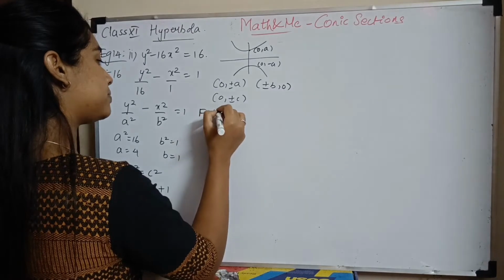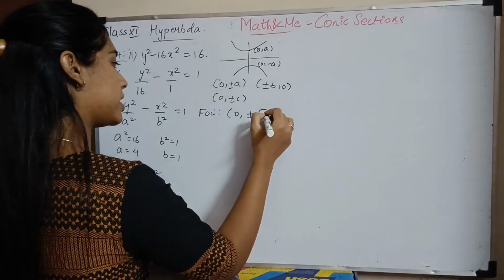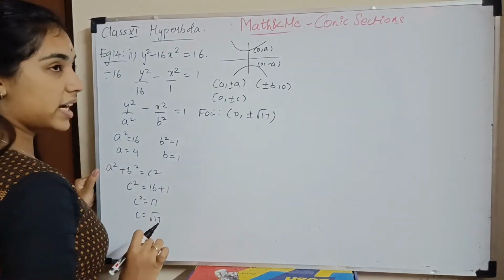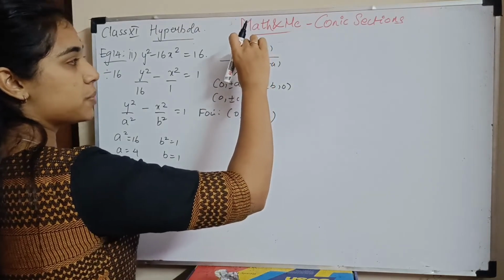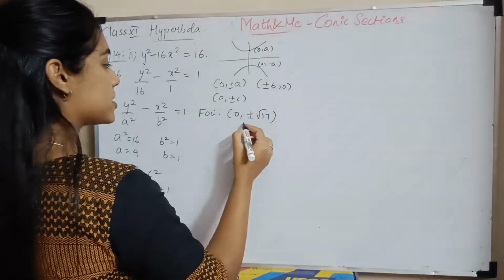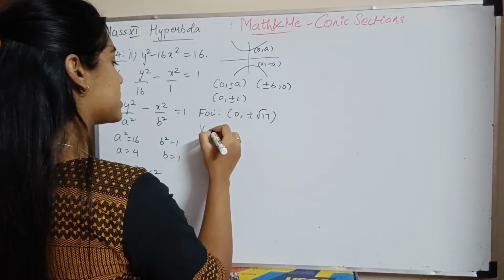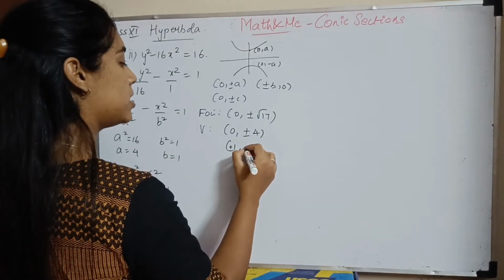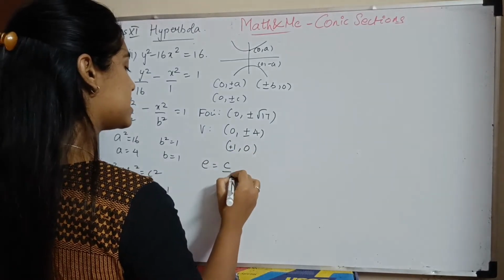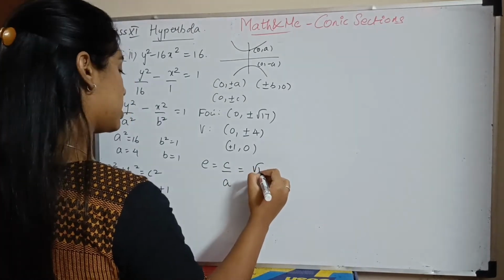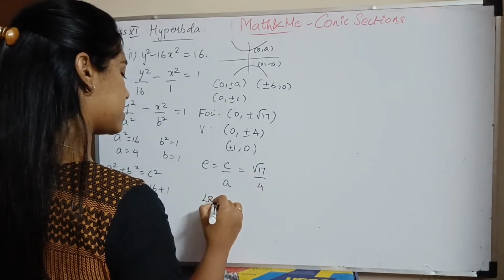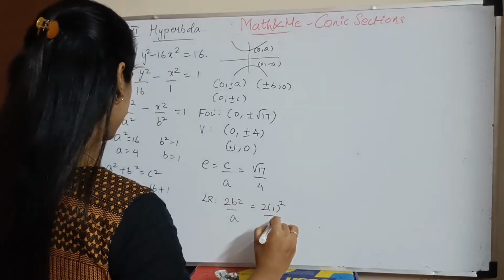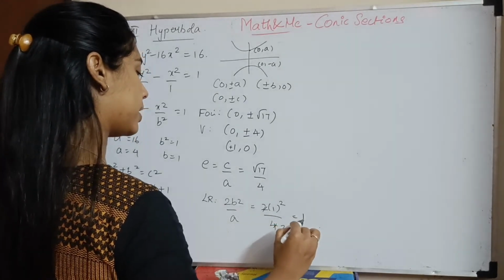So foci would be 0, plus or minus root 17. My c value can only be positive root 17 because it is the length, the distance between the foci. Vertices are 0, plus or minus 4, and plus or minus 1, 0. Eccentricity is c divided by a, which is root 17 divided by 4. Length of the latus rectum is 2b square divided by a, which is 2 times 1 square divided by 4. I'm left with 1 by 2. Okay.